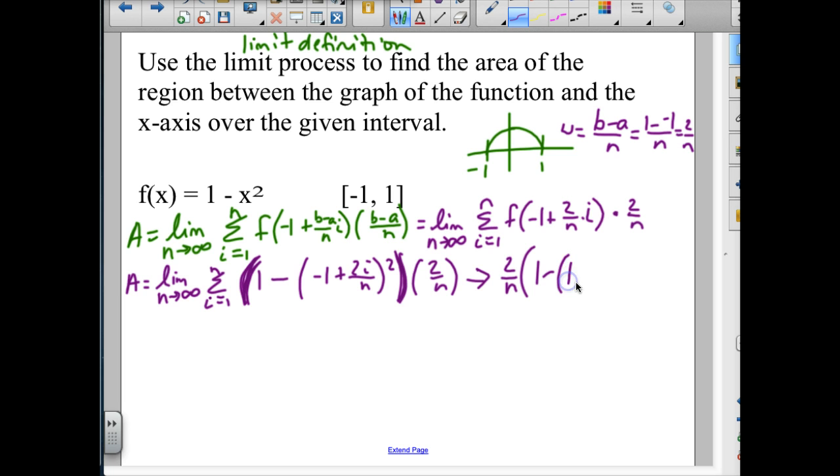But first times first is going to be 1, and then outside and inside added up is going to be -4i over n, and then last times last is 4i squared over n squared. So that whole thing is going to be subtracted from 1. So I have 2 over n times 1 minus 1, which is 0, and then minus the negative, so it's 4i over n, and then minus that one, 4i squared over n squared.